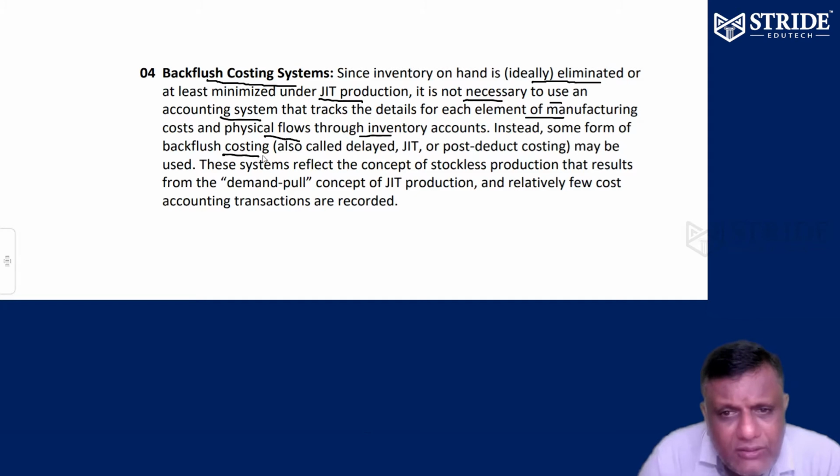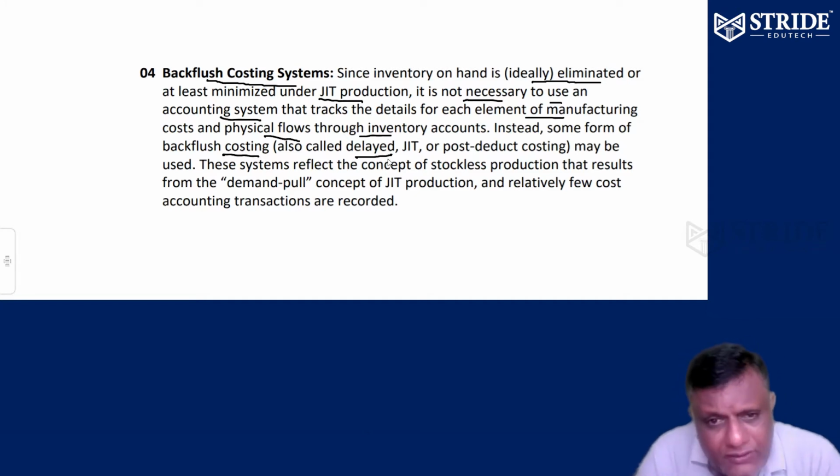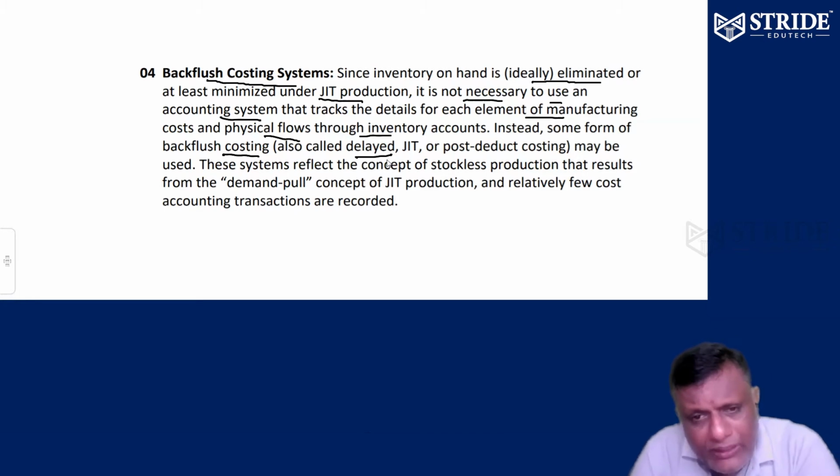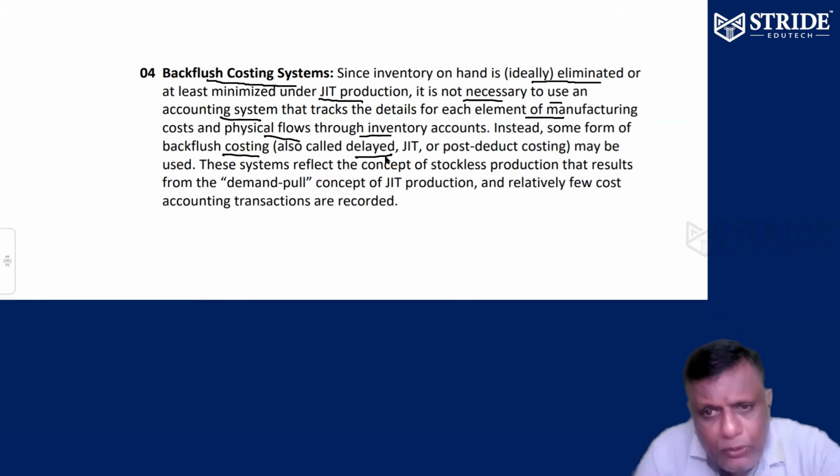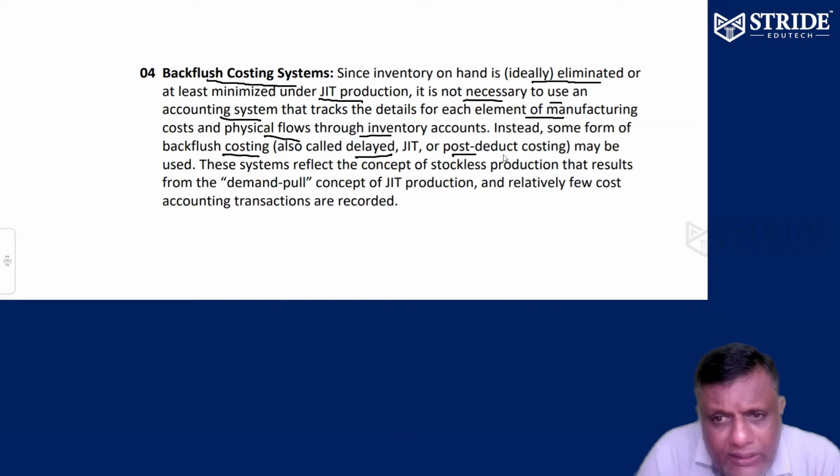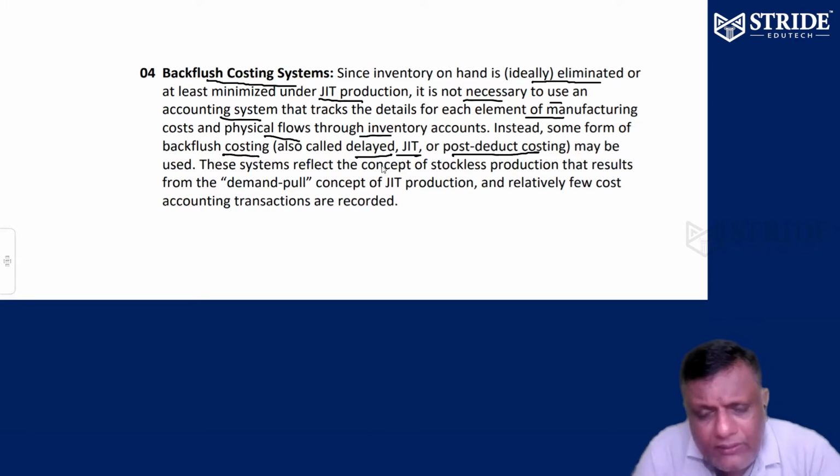Here it's called backflush, delayed costing. Allow the process to complete first. The product has to come out, emerging out. Then go back and compute the cost. That's called post-deduction costing or JAT or delayed costing. There are a lot of terms available, but they are all backflush only. Simply allow the material to be converted into product. Then once the product is coming out, go back and compute the cost.